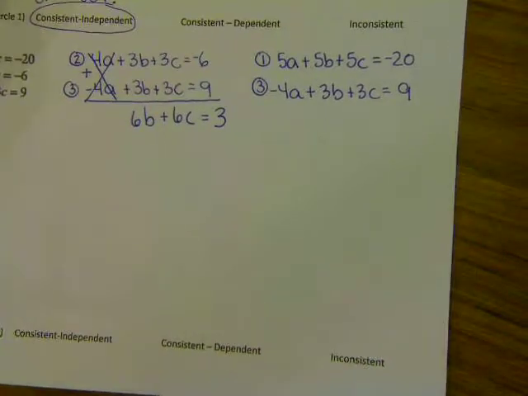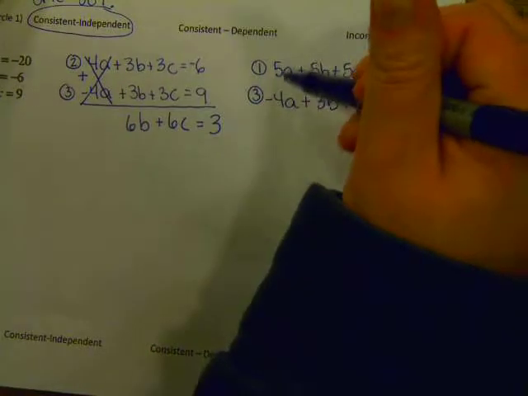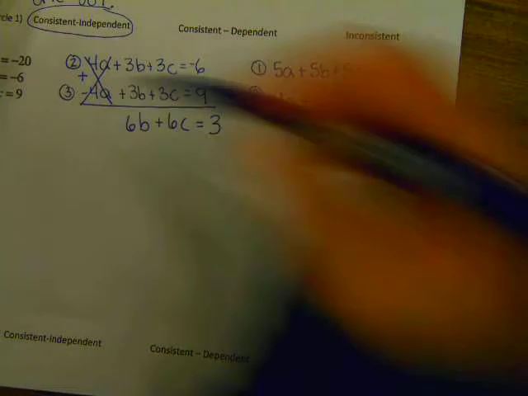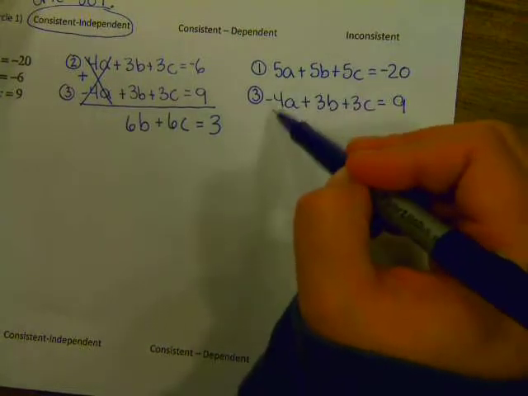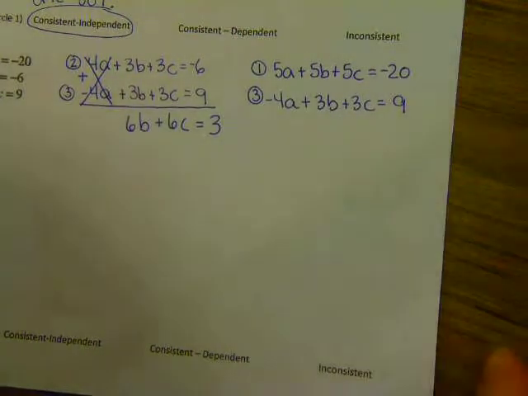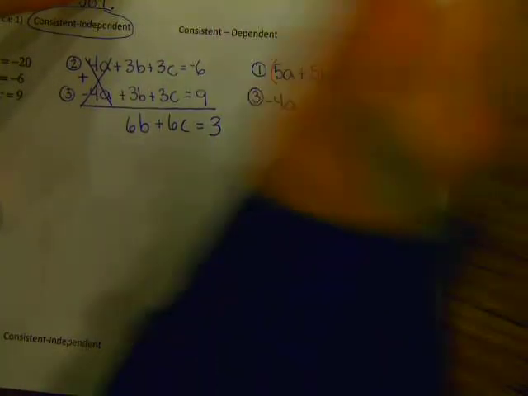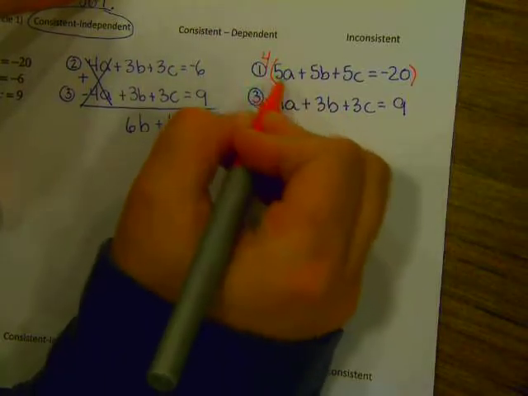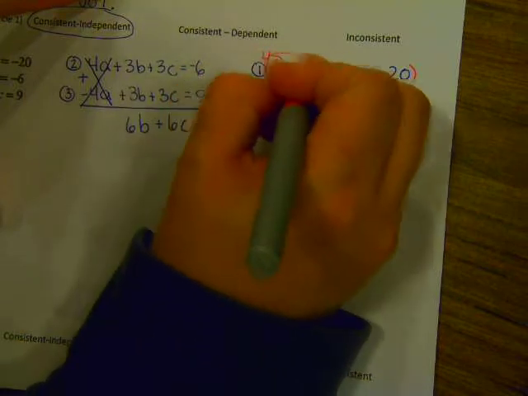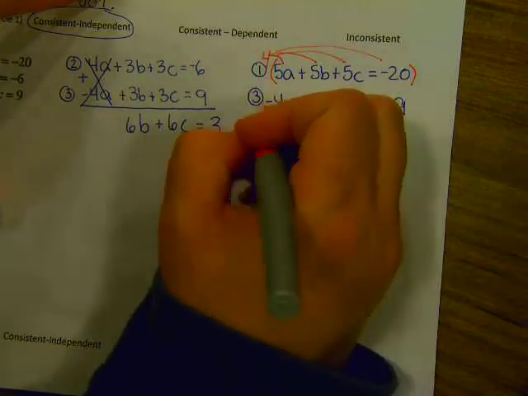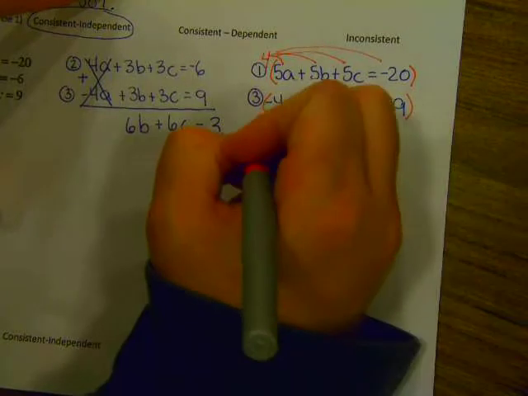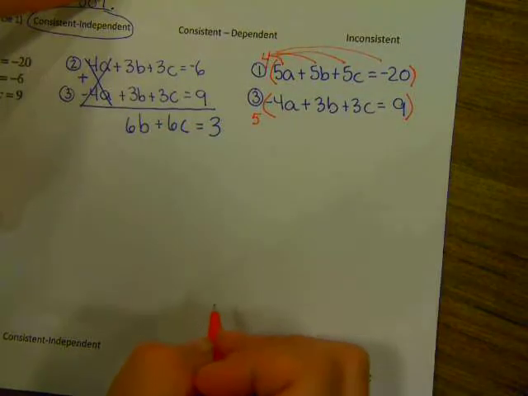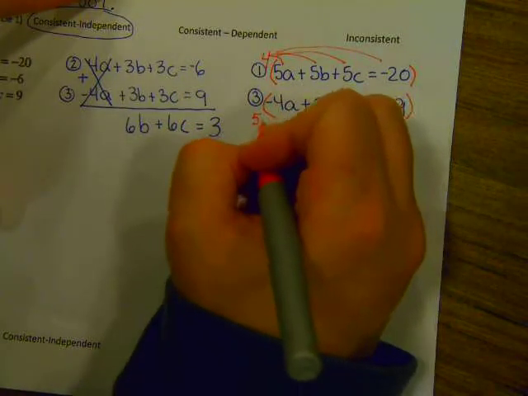Now, again, we have to eliminate the A because we already eliminated the A here. Well, that means we're going to have to multiply again. So I'm going to multiply the top one by 4 to make that a 20A, and I'll do that to everything. And I'm going to multiply the bottom one by 5. Okay? That way that'll make that the negative 20A.